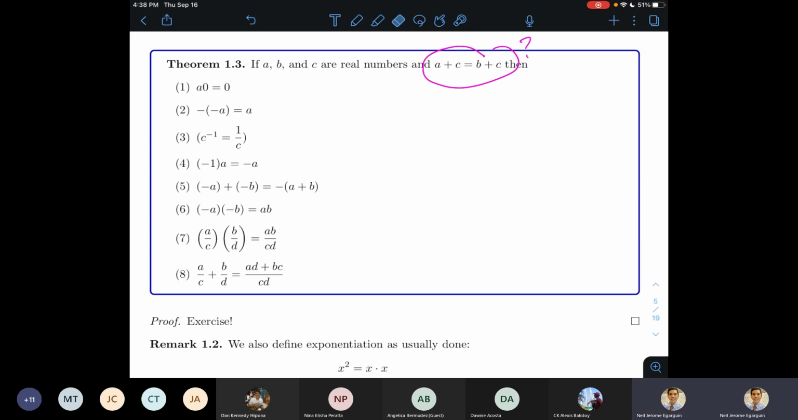Pwede ko siyang palitan ng ibang theorem, pero let's see. Inisip ko pa kung para saan siya, pero I don't think there is any meaning to it. So burahin ko na lang siya for now. Unless you have an idea.